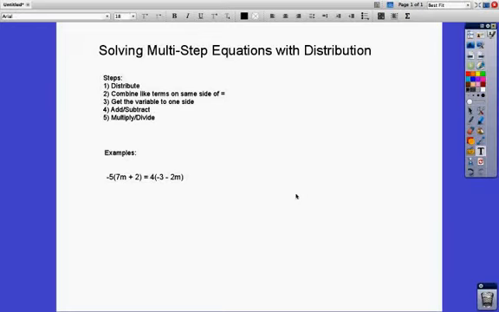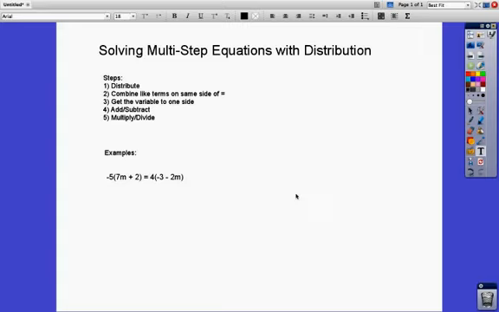Alright, so what we're going to be doing today is reviewing solving multi-step equations with distribution. When doing these problems, the first thing you're going to do is distribute. Anytime you see parentheses, you're going to multiply the number on the outside with everything inside. The second step is to combine like terms on the same side of the equal. Step 3, get the variable to one side. Step 4, add or subtract depending on what you have in your problem. And step 5, multiply or divide.